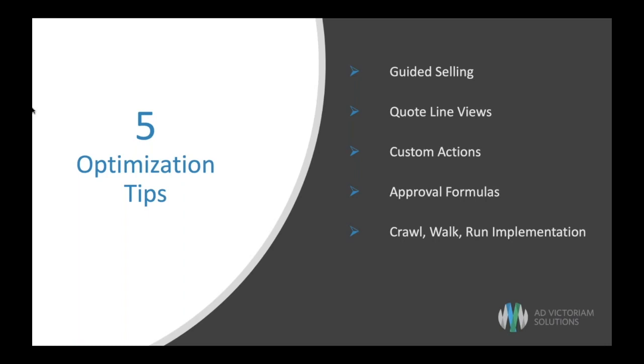Next, we've got our different quote line views. This is something I would say we've done on every single implementation that we've done. It's the ability to change the CPQ user interface to the fields that matter most to that specific business unit. And it doesn't have to just be by business unit. You can also do it maybe based on sales process or the area of product that they're selling. We do that a lot as well.